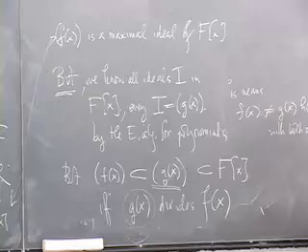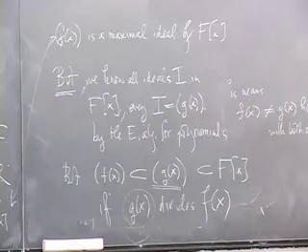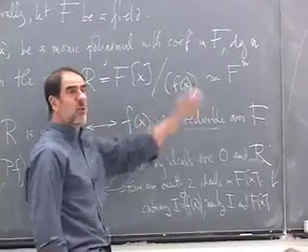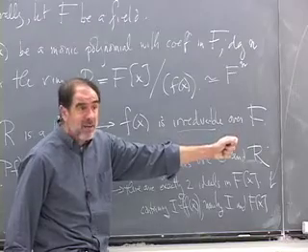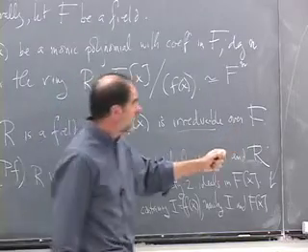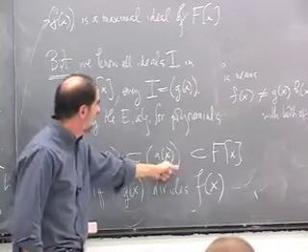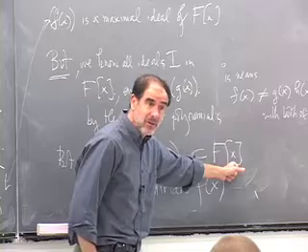Now, if f is irreducible, the only monic polynomials that divide f of x are f of x and 1. If there were any polynomial of smaller degree that divided it, it wouldn't be irreducible. If this polynomial is f of x, you get this ideal. If this polynomial is 1, you get the whole ring, and you get only those two ideals.